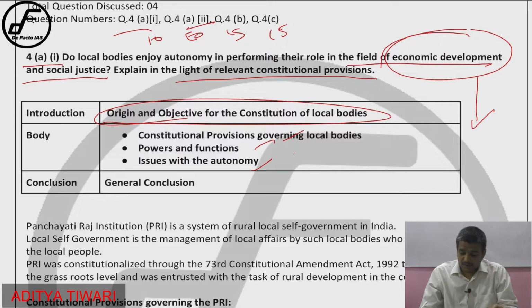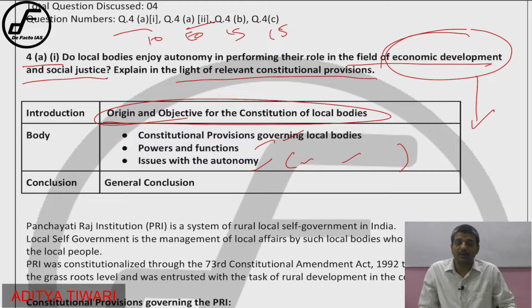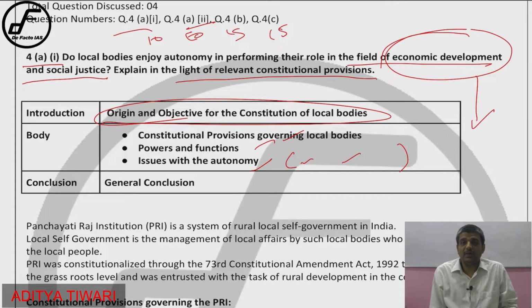Then we will talk about the body, power and function, and autonomy. In the case of autonomy, you will also write certain negative points, that is, how this autonomy is sometimes overridden by the states. If you look at the constitution, you will find that after giving the power to the panchayati raj and the municipality, the constitution has specific articles saying that all these powers are subject to the law made by the legislature. So what is the meaning of giving the power if you are making it subordinate to the state legislature? That is a very fair criticism that you can give.